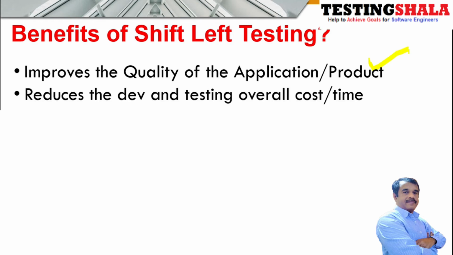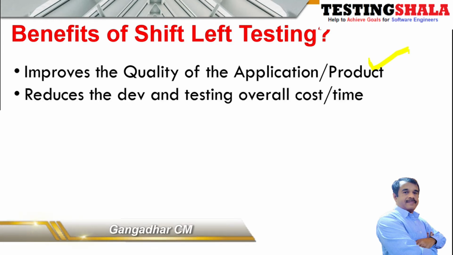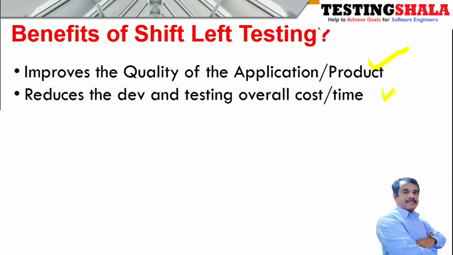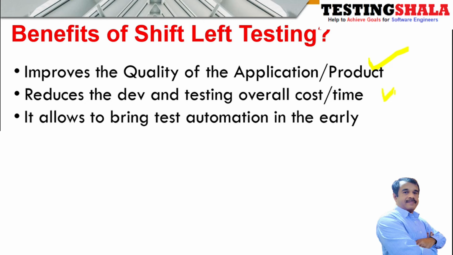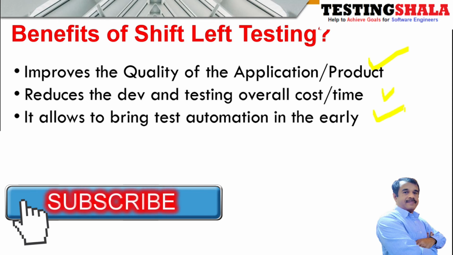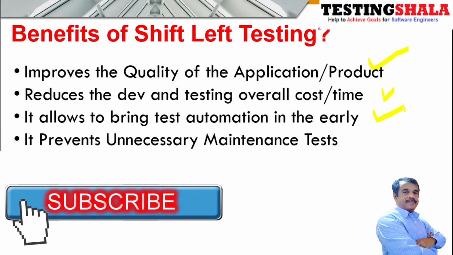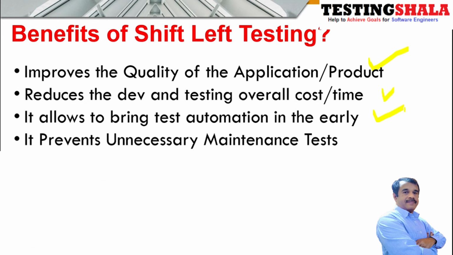The second is that because we are able to find issues well in the beginning, it reduces the overall dev and testing cost and the effort of the dev team and testing team. The third is that because we bring testing early in the game, test automation also gets a lot of push. The fourth is that because we fix as many issues as possible in the beginning, unnecessary maintenance of the tests also reduces.